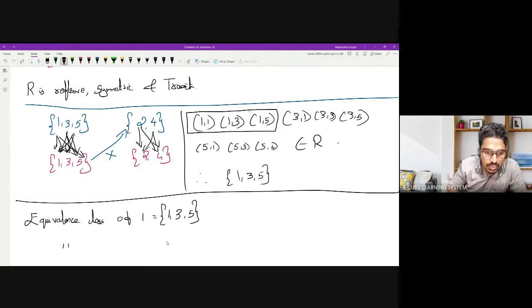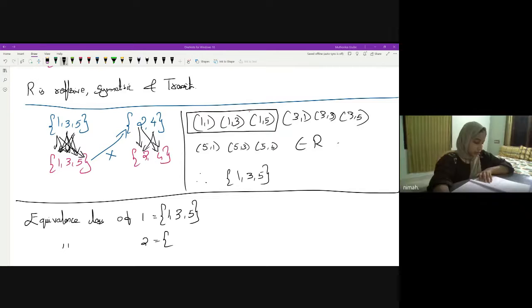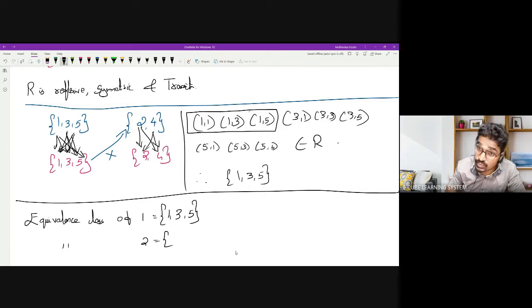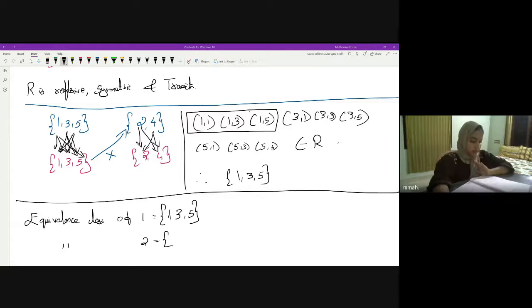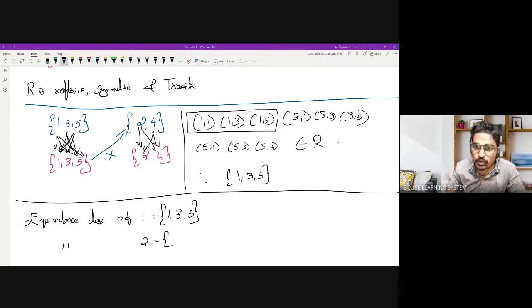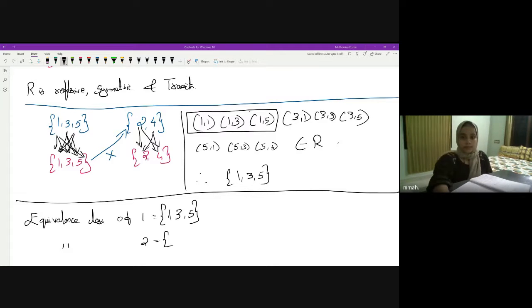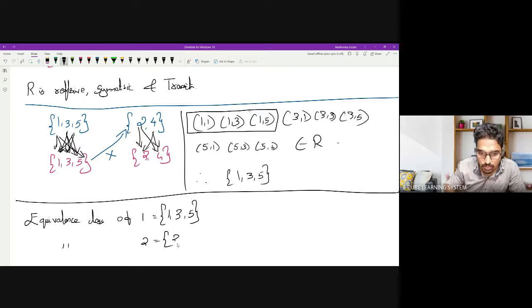If we write the equivalence class of 2, what will be the answer, Nima? The equivalence class of 2 will be the last example. So 2 3, 2 4. Is there 2 3? Sorry, 2 2, 2 4. So the equivalence class will be what? 2 and 4. The equivalence class will be {2, 4}.